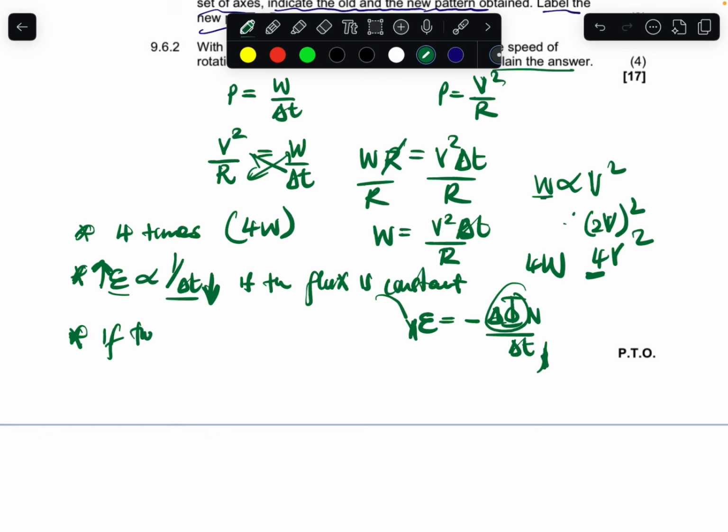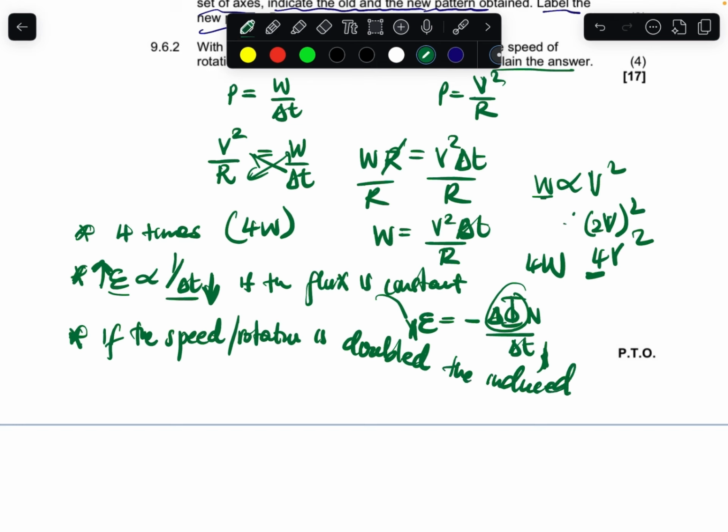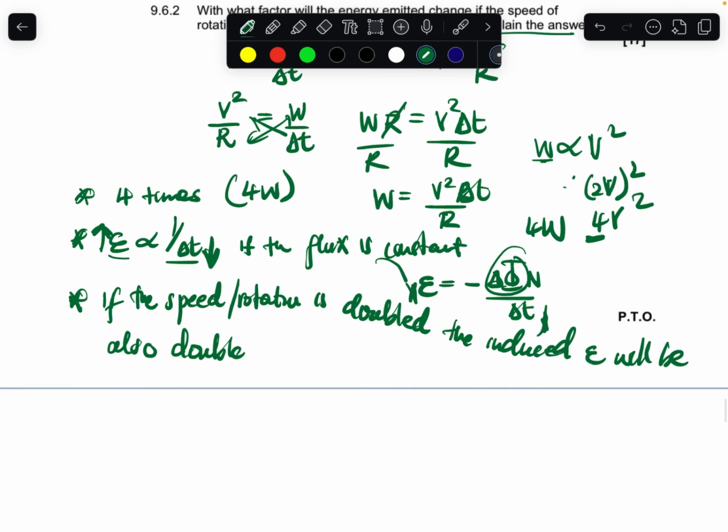If the speed or rotation is doubled, then the induced EMF will also be doubled. That's what we have seen there. And the last point there, remember this is 4 marks. You must state 4 points.